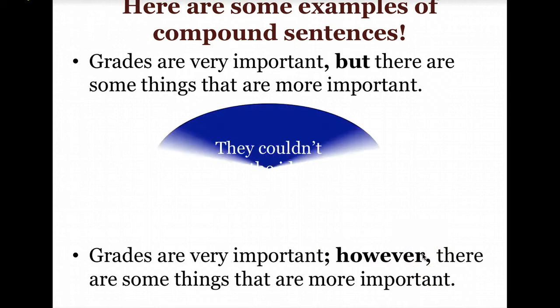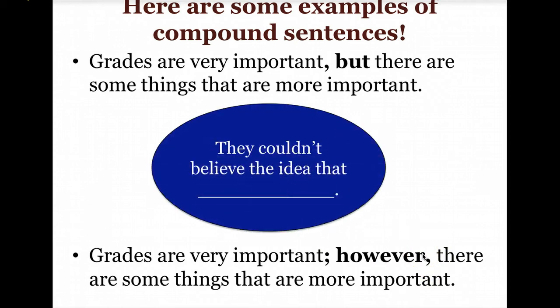So remember this little thing? This is our little test, right? This is how I can make sure I know that I really have a compound sentence. I can put this part in the test and the part after, and they can both make sense. So, they couldn't believe the idea that grades are very important. Makes perfect sense, right? That's how I know I got an independent clause here. Let's try the second part. They couldn't believe the idea that there are some things that are more important. Makes perfect sense. That's how I know I have a second independent clause here, right?